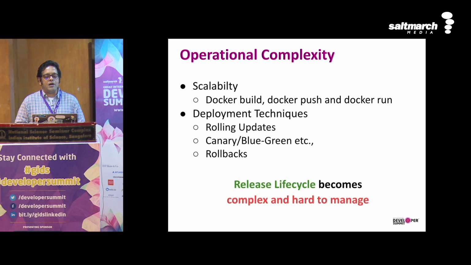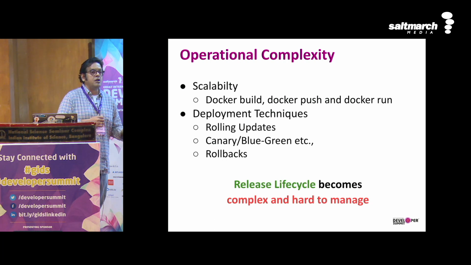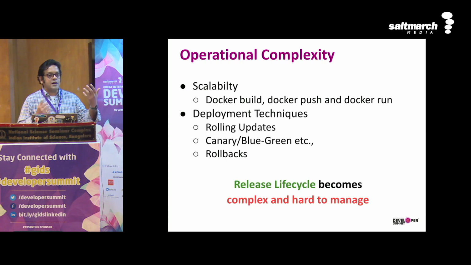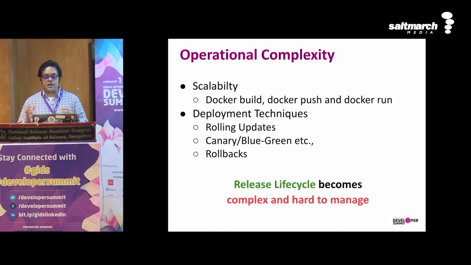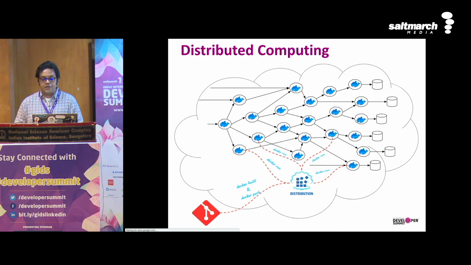And I cannot apply these kinds of deployment techniques, right? I want to do a rolling update, canary deployment, blue-green, you name it, and rollbacks, etc., right? Because microservices are always fast, I need to have faster feedback on whatever I do. That's exactly what it's about, right? In short, your release lifecycle becomes super complex and hard to manage if you just do Docker build, Docker push, and Docker run.